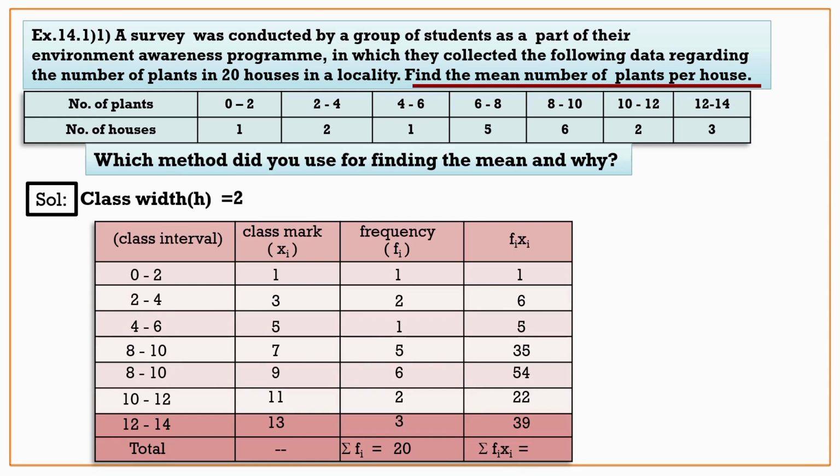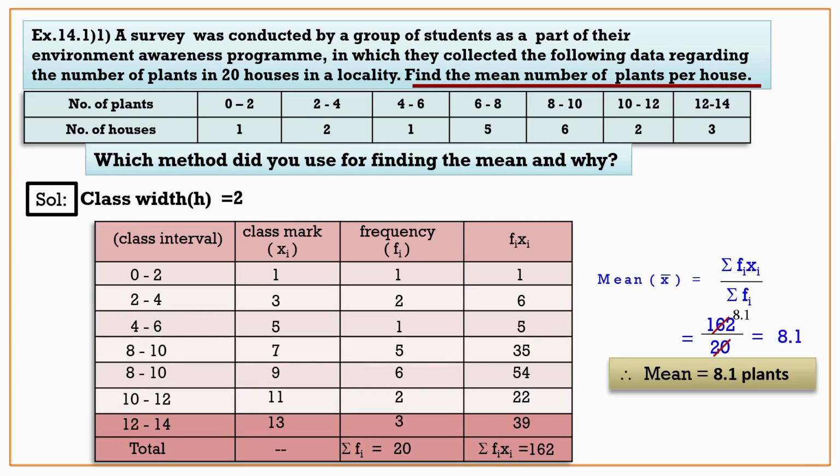Now also we need to find the summation of fi xi. So we have to add all the numbers in the fi xi column. So we get 162. Now what will be the mean? Mean, that is the x bar, will be summation of fi xi divided by summation of fi. So now put the value, 162 divided by 20, which is coming 8.1. In the question it is given mean number of plants, so it will be mean equal to 8.1 plants.